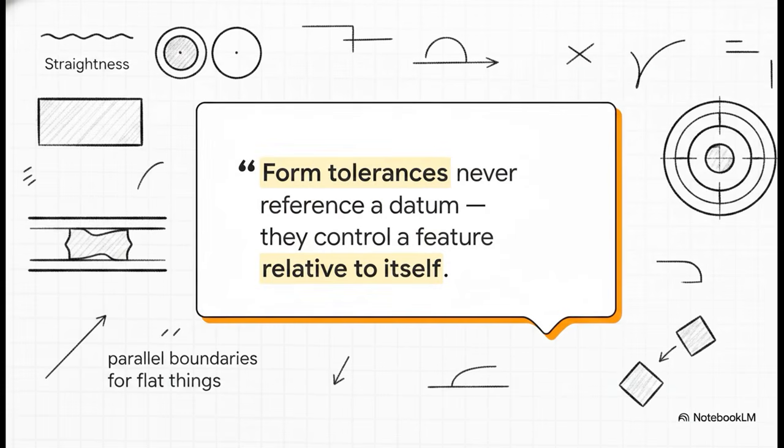So look at how beautifully simple this system is when you really break it down. We have two 2D controls, straightness and circularity, and we have two 3D controls, flatness and cylindricity. We use parallel boundaries for flat things and concentric boundaries for round things. And the core takeaway that ties all of this together is this direct quote from our reference documents: form tolerances never reference a datum, they control a feature relative to itself. We have officially mastered how to evaluate independent features without needing a single external reference point.